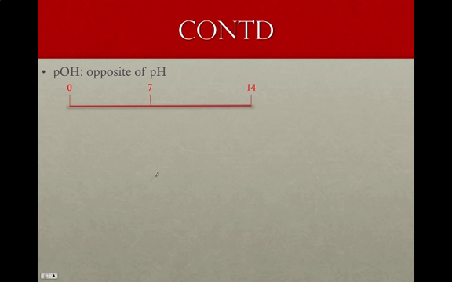So again, it's a scale that goes from 0 to 14, but instead of a 0 being very acidic, now a 0 is very basic, and a 14 is very acidic, and 7 is still neutral. The thing we're going to talk about is how to change pH and pOH into hydrogen and hydroxide ion concentrations. So if you remember that pOH is equal to the negative log of the hydroxide ion concentration.